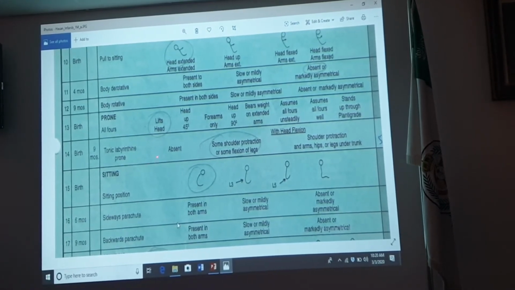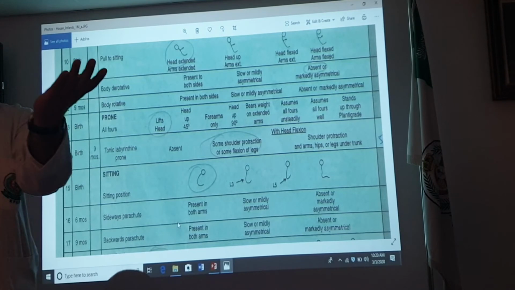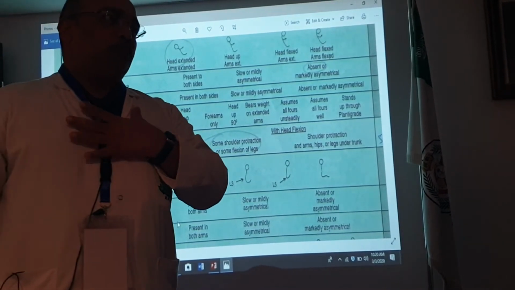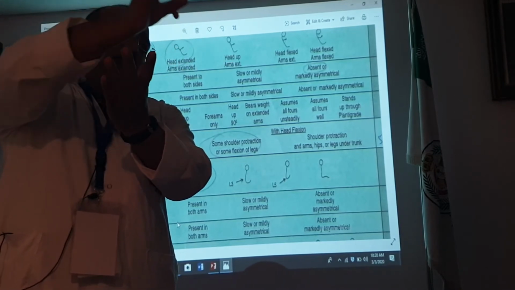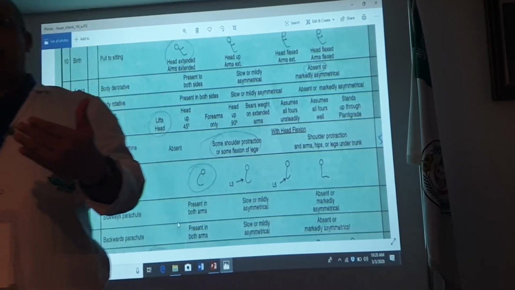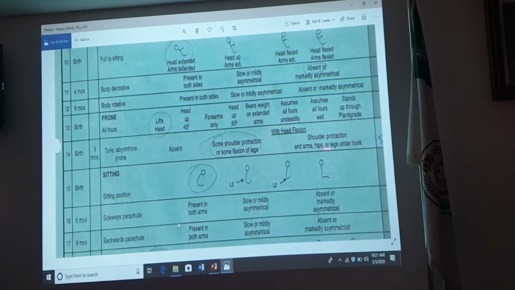Okay, tonic labyrinthine prone. Here you suspend the baby prone at the level of the sternum, and then very gently you flex the head and see the response in the lower limb. Is the lower limb going for flexion or extension? With head flexion you will see some flexion of the leg, or the arms and legs are completely under the trunk, fully.